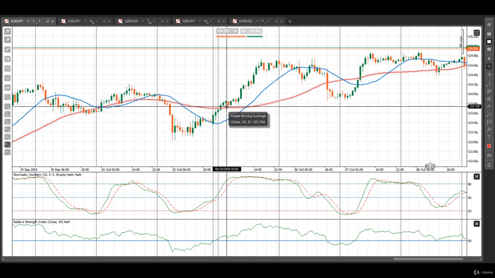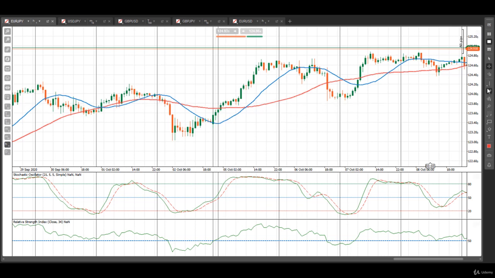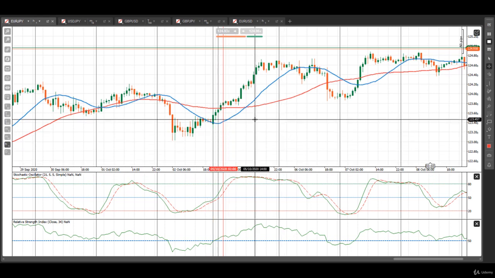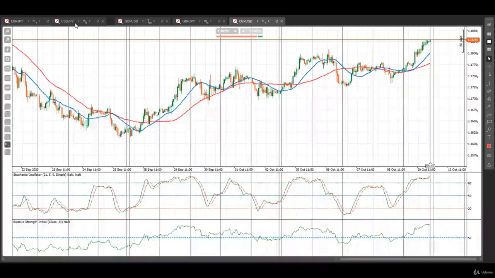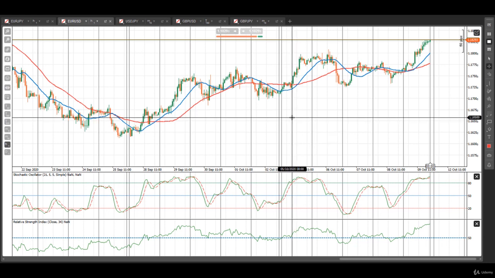Okay, at this date, let's set a vertical line, 510. Let's see it in Euro USD, 1 hour. 510 is here.